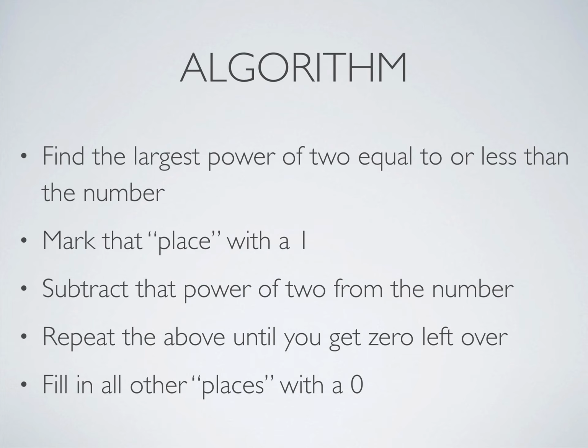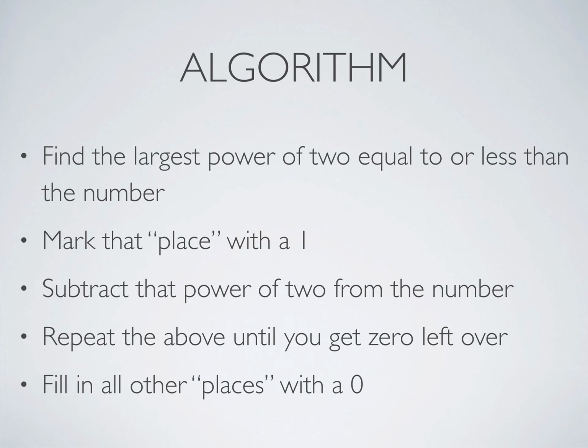So first, you find the largest power of 2 that's either equal to or less than the number, right? And that's what we were doing with that little table we drew. We'd go as far to the left as possible and find the largest place that we could fit into the number. Once you find that spot, mark it with a 1, right? Because again, the digits, it's either 0 or 1. That's it. There's no other digits in base 2. So you got a 50-50 shot for every place, right? It's either 0 or 1. Mark that place with a 1.